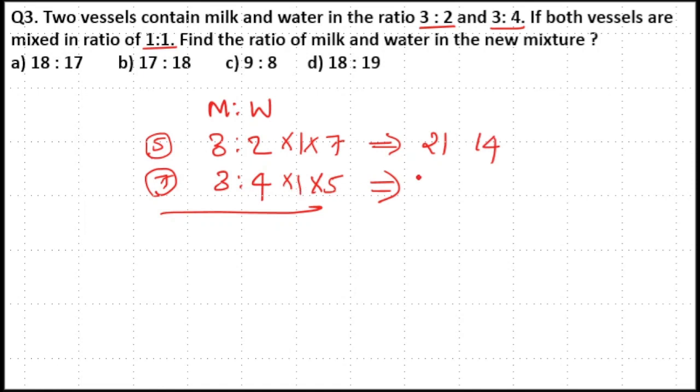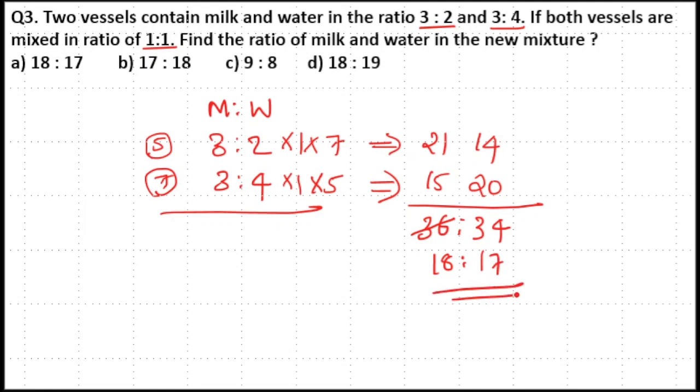3 into 5 is equal to 15. 4 into 5 is equal to 20. Now you can check, 21 plus 14 is equal to 35. 20 plus 15 is equal to 35. Now both the parts are equal. You can directly add the ratios together. 21 plus 15 is 36. 14 plus 20 is 34. So 36:34. Cancel it with 2, 18:17. So option A is your answer.